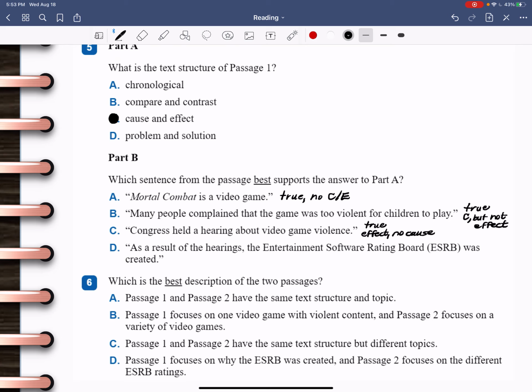As a result of the hearings, the Entertainment Software Rating Board was created. So the hearings are the cause. The ESRB is the effect. And that is the one that I want. It's all in one sentence. That's a very good main idea sentence.